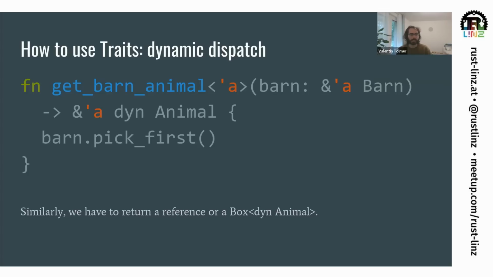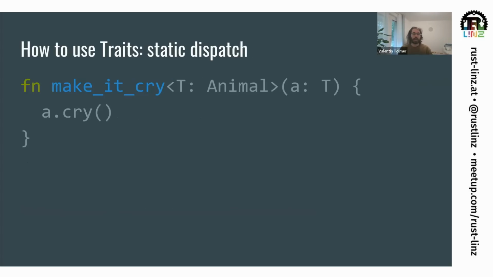Now, what if we want to do static dispatch? Static dispatch is when we know at compile time what is the type that we're manipulating. So for instance, here we're going to call make it cry on a specific animal. Here T is the type of the animal. We don't know what type it is, but we know for sure it's one concrete specific animal, and we know that it implements the trait Animal because we wrote it here. And since we know that it's an animal, we know that we can call cry on it. We cannot access any other methods of T like we would be able to in C++, because we are limited to what the interface Animal says. So we can only use methods of the trait.